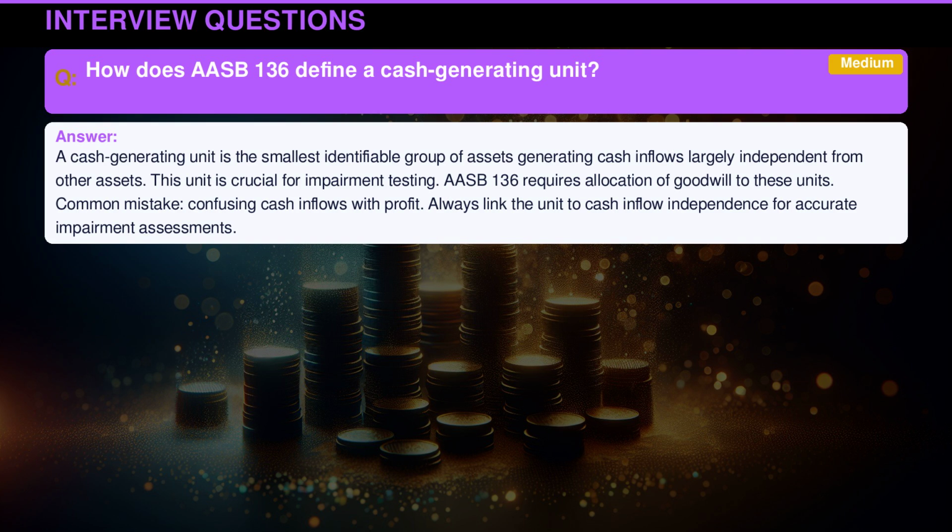A cash-generating unit is the smallest identifiable group of assets generating cash inflows, largely independent from other assets. This unit is crucial for impairment testing. AASB 136 requires allocation of goodwill to these units. Common mistake: confusing cash inflows with profit. Always link the unit to cash inflow independence for accurate impairment assessments.